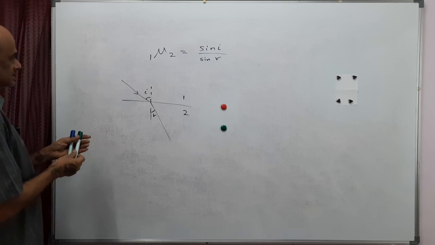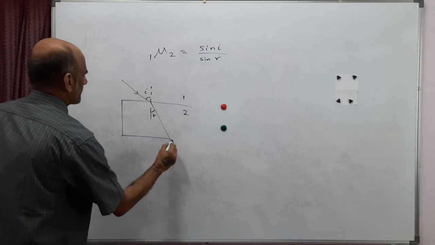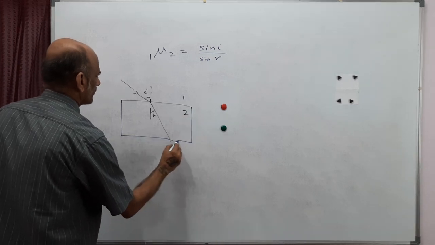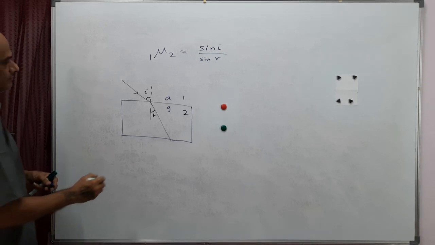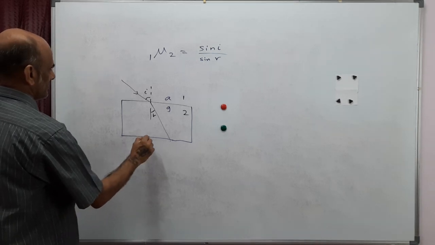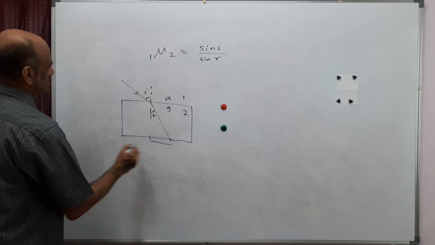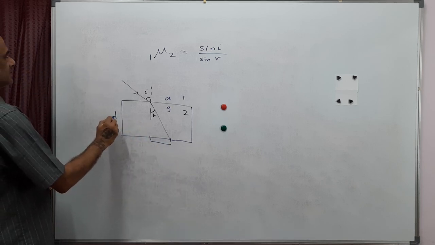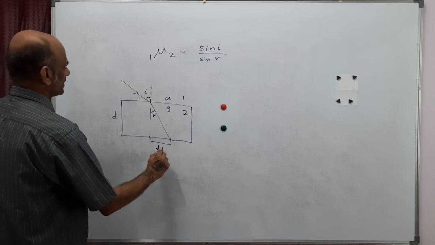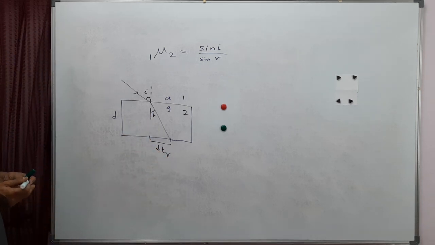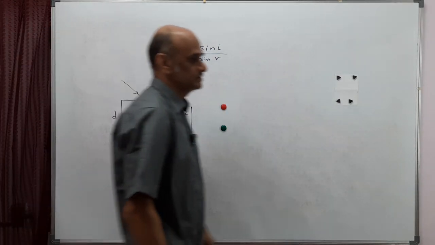And suppose this is a glass slab, and suppose this is air. We can also get the distance from the point where it is incident to the point where it's coming out. Suppose the thickness of the glass slab is D, and this is R. So this distance will be D tan R. So with this understanding, you can solve this JEE Advanced question.